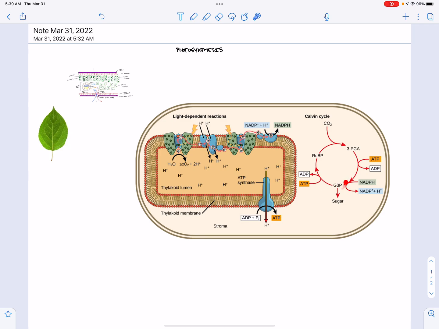Just so you know, G3P is another name for pGal. And I think all the other names are the same that we talked about in our screencast.